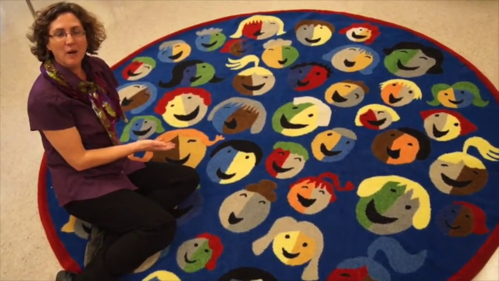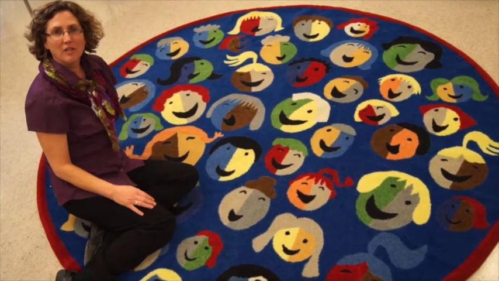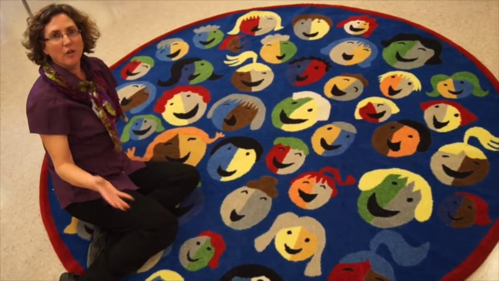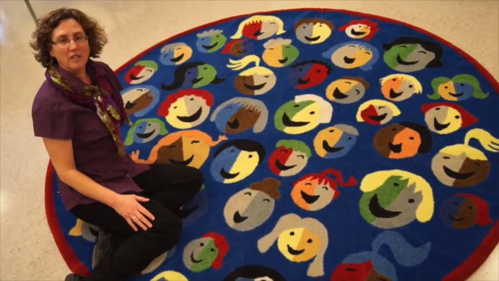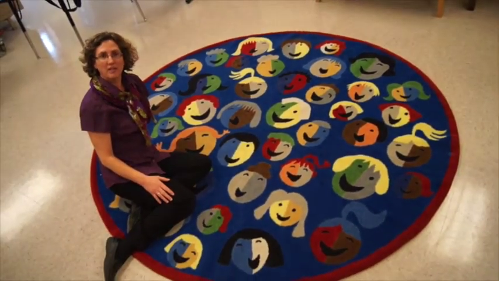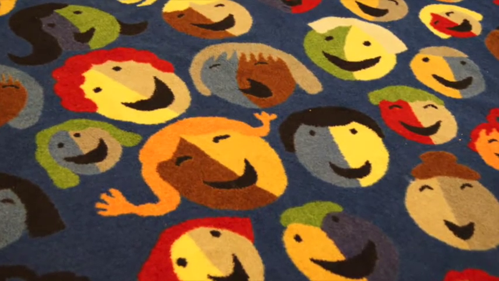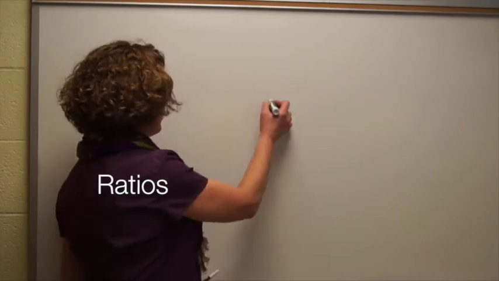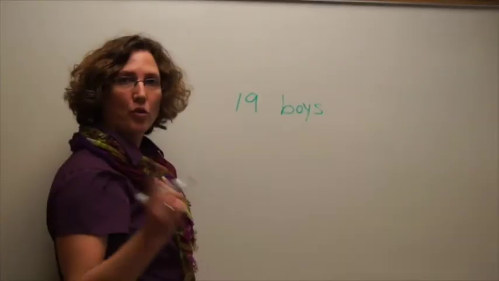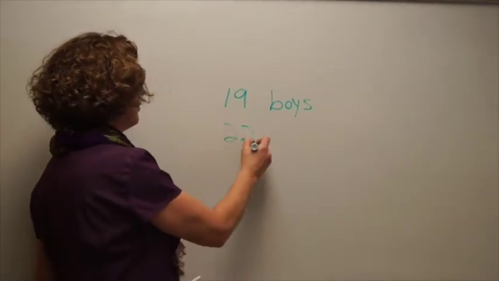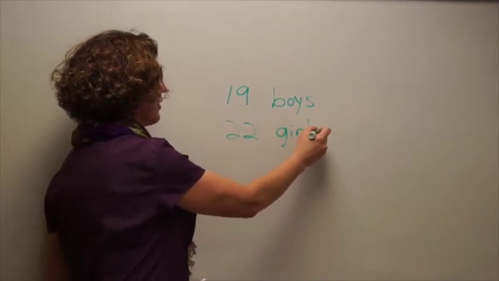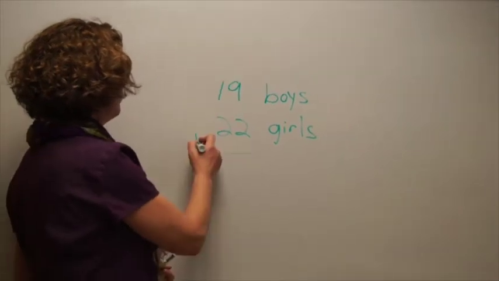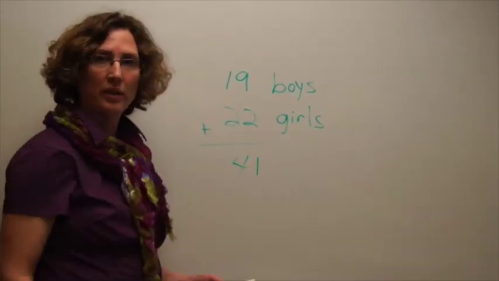Here I am with my classroom. Let's take a look at how many students are girls and how many students are boys. The total number of girls is 22. The total number of boys is 19. Let's take a look at this on the board. 19 boys in the classroom. 22 girls. How many total students are there? 41.